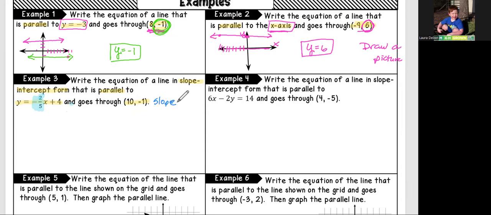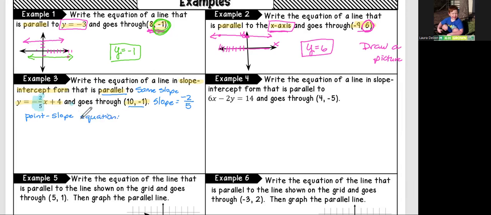oops, it would help if I wrote the E there. I'll erase that, fix it back. My slope is -2/5. If it is parallel, remember, it's going to have the same slope, right? So we don't have to do anything to that slope. And it's going to pass through this point. So, the first step was to identify my slope, which is what we did. And then we're going to write our point slope equation.